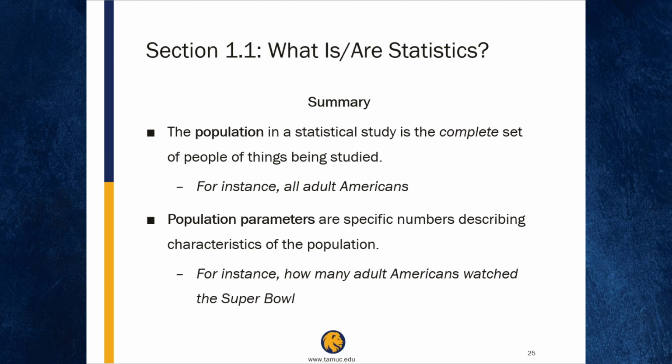And so to summarize this section, we'll start off with the population in a statistical study is the complete set of people or things being studied. For instance, all adult Americans. The population parameters are specific numbers describing the characteristics of the population. For instance, how many adult Americans watched the Super Bowl?